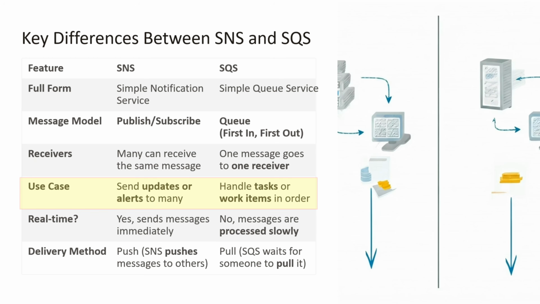Use case of SNS is to send updates or alerts to many. Use case of SQS is to handle tasks or work items in order. SNS is real time and sends messages immediately. SQS is not real time, messages are processed slowly. Delivery method of SNS is push. SNS pushes messages to others. Delivery method of SQS is pull. SQS waits for someone to pull it.